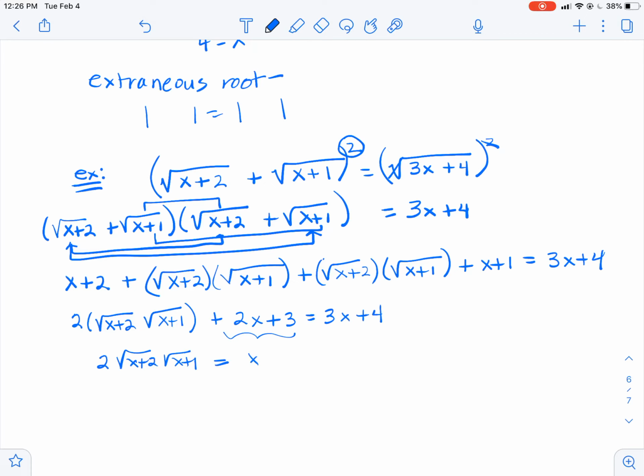So minus the 2x, minus the 3. Okay? Next step is we're going to get rid of the 2. And this is 1/2 x plus 1/2, if you want to do it that way, or I could leave it.